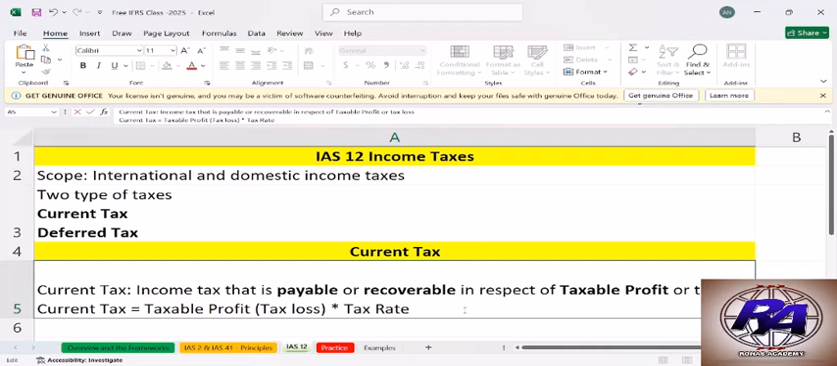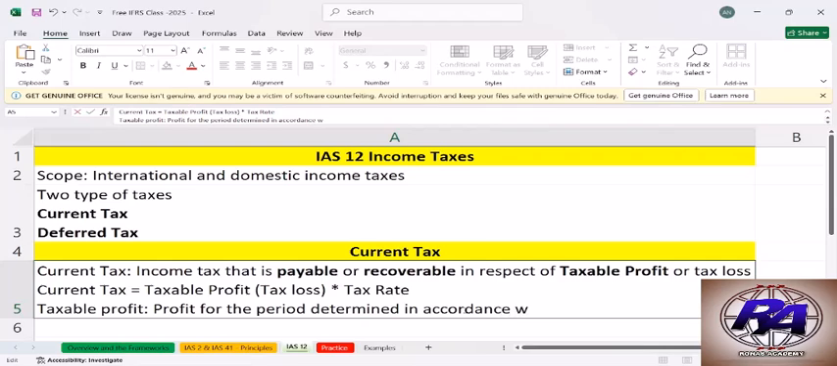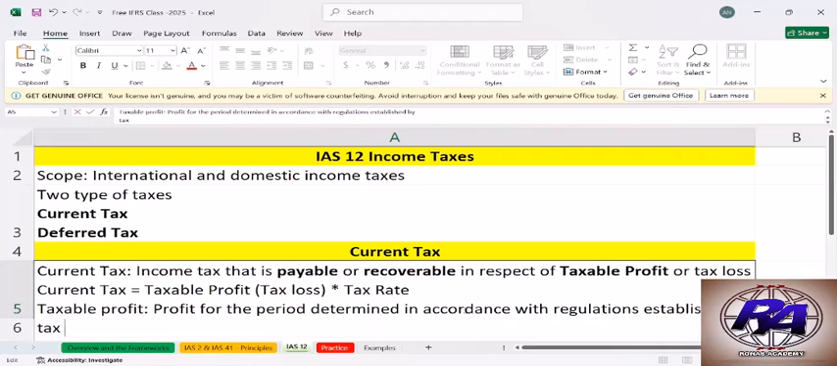So we have taxable profits. When we talk about taxable profits, it is the profit for the period, determined in accordance with regulations established by tax authorities.